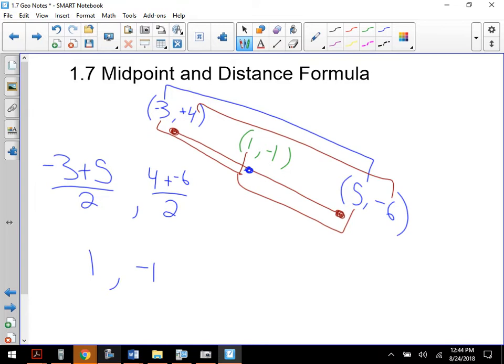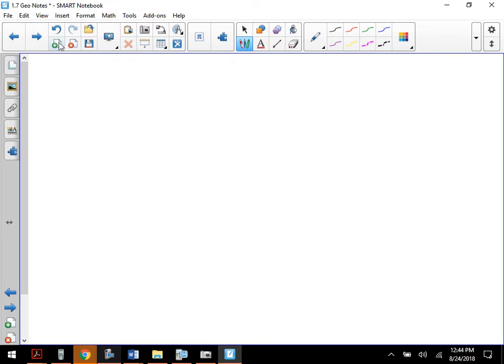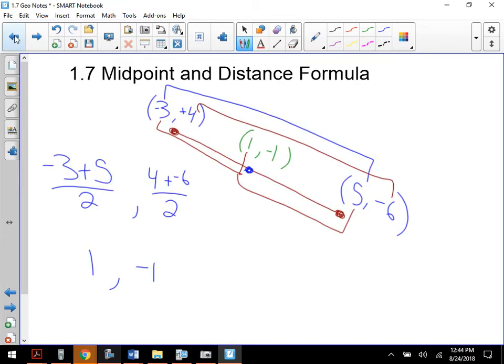You're just finding an average. You add the numbers together and cut it in half. Let me show you how you would do that on the calculator.